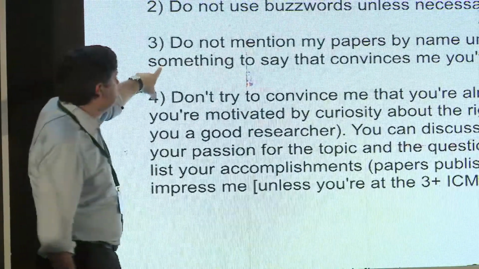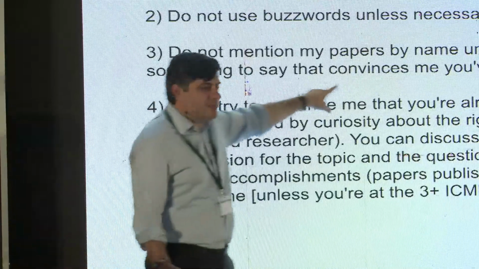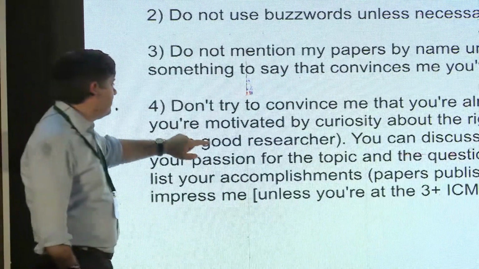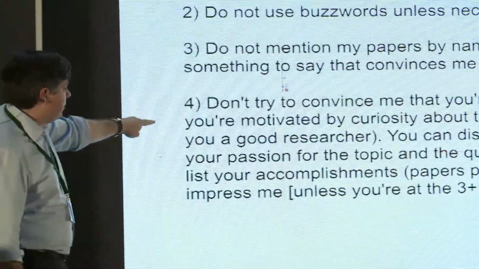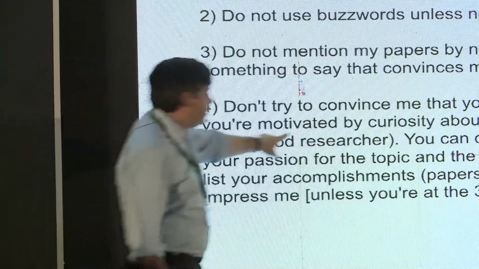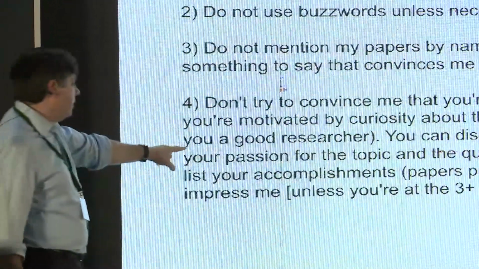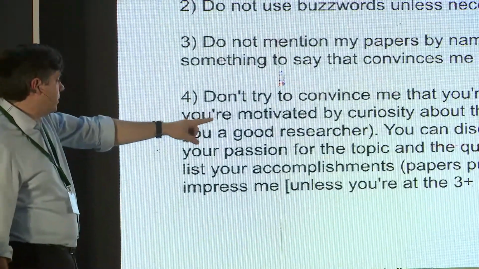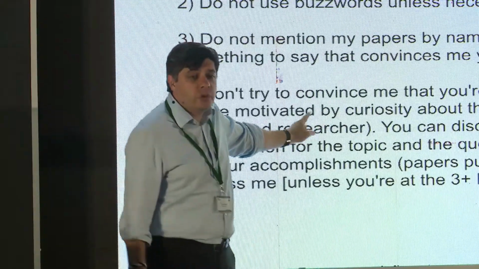Don't use buzzwords. Do not mention my papers by name unless you actually read them and have something to say that convinces me you actually read them. So this person is clearly British, because don't try to convince me that you're already a researcher. Convince me that you're motivated by curiosity about the right questions. You can discuss past work to show your passion and the questions you would like to answer, but it's mostly forward-looking. This is for a research proposal.